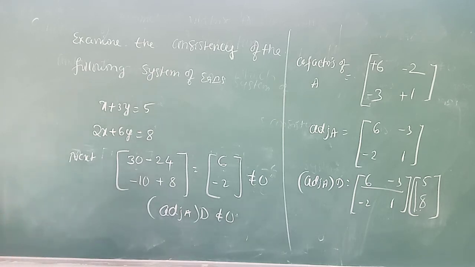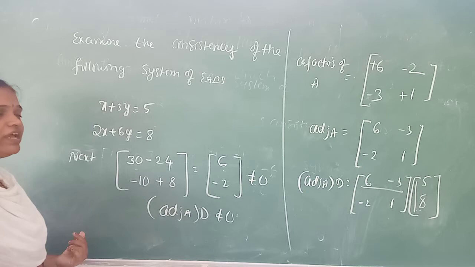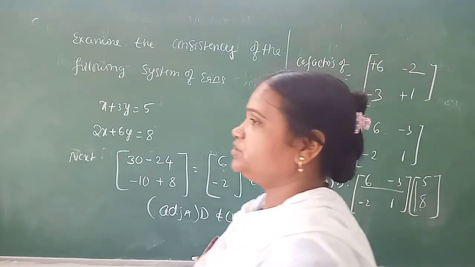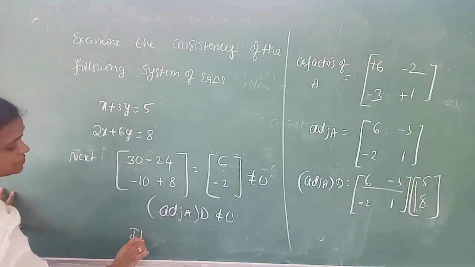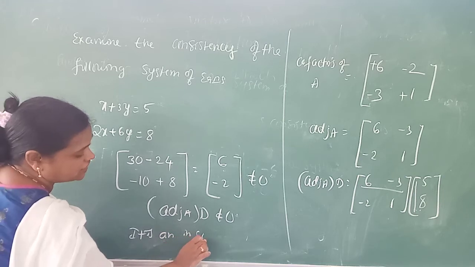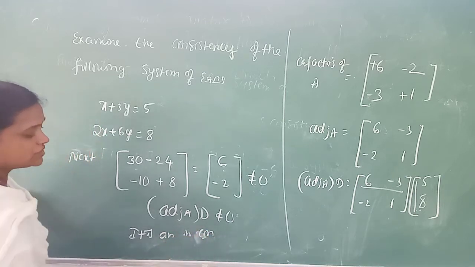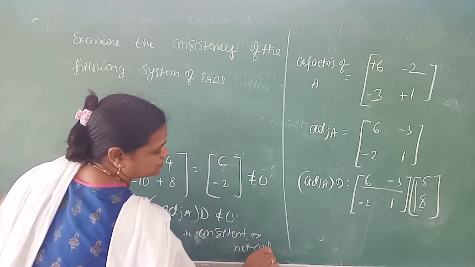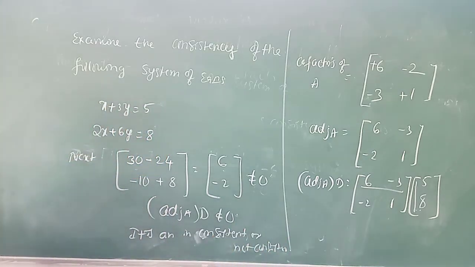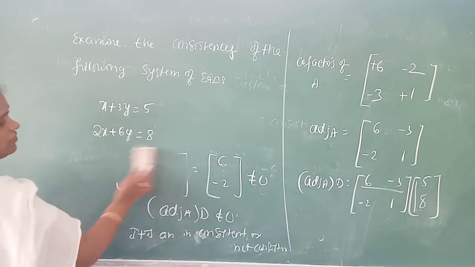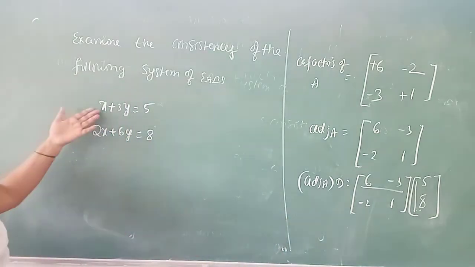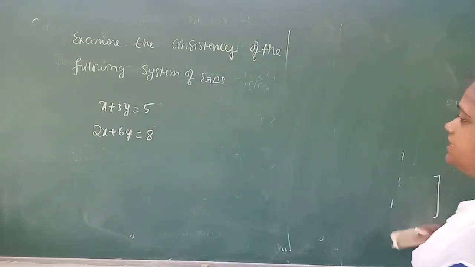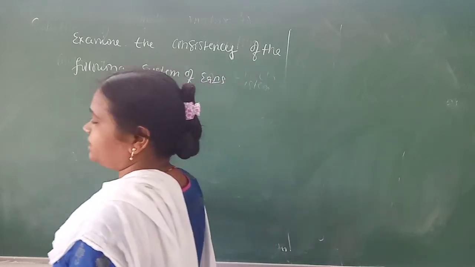So which type of equation is this? We have the condition: if determinant A equal to 0 and adjoint A into D not equal to 0, we say that it is an inconsistent, or not consistent, equation. If you want, you can verify that no x and y will give both 5 and 8 at the same time. Okay.